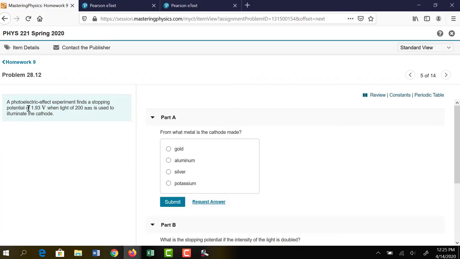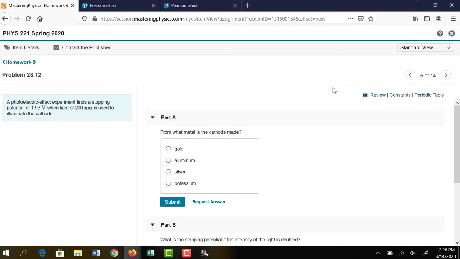Okay, so a photoelectric experiment finds a stopping potential of 1.93 volts when light of 200 nanometers is used to illuminate the surface. So essentially you shine light in, you free some electrons, you would measure some current because now you've got free electrons. They could drift from one side to the other, moving charge. That's what current actually is. So stopping potential is you want to stop this from happening, and the reason you do that is then you can deduce what the work function is.